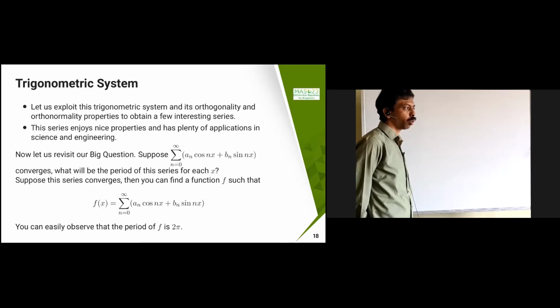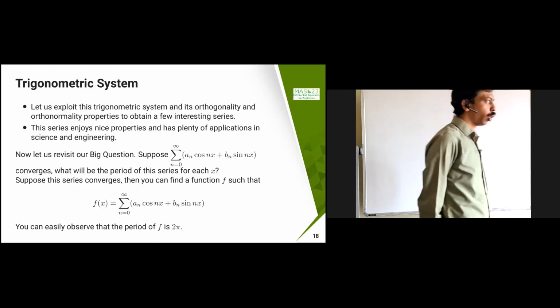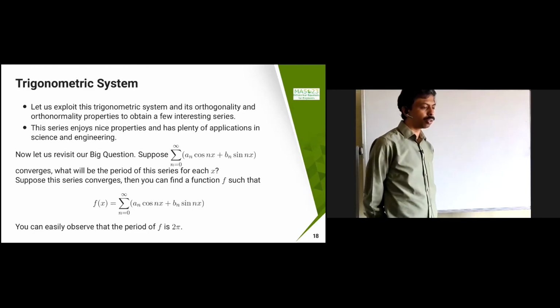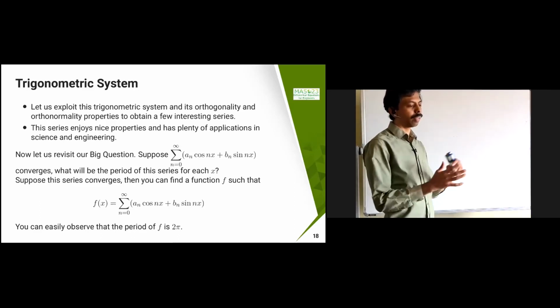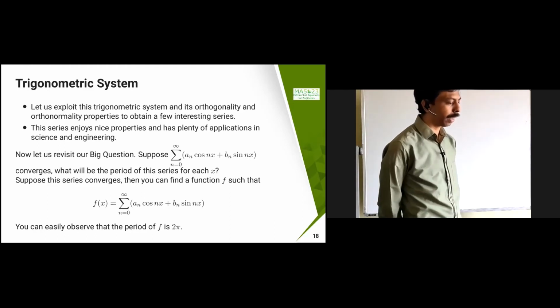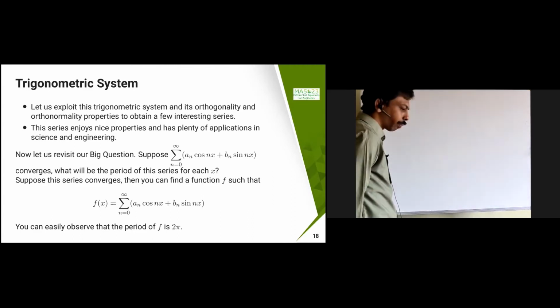Suppose you want to filter out some of the signals in electrical engineering or some of the geotechnical signals. What you are going to do is use this kind of series so that it is going to filter out some of the values from the signal which you are receiving. So that's the basic idea here. We are going to use that and exploit that.